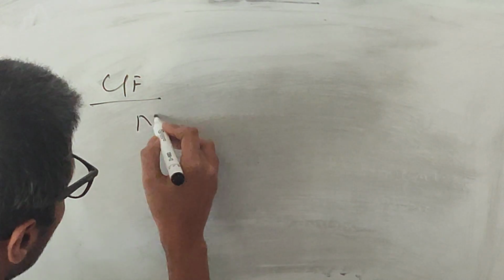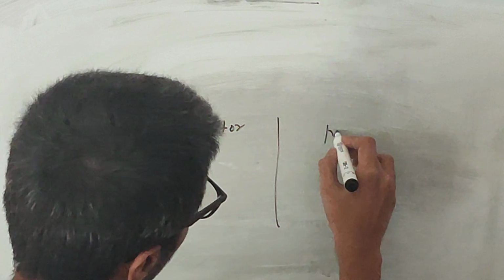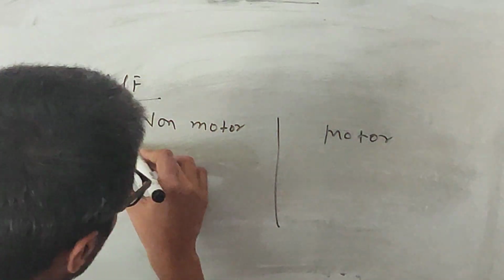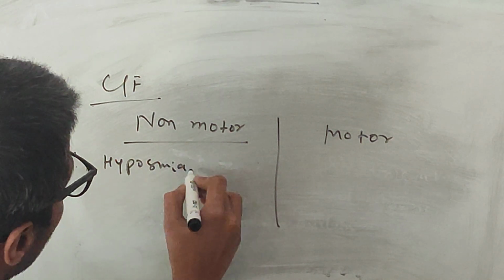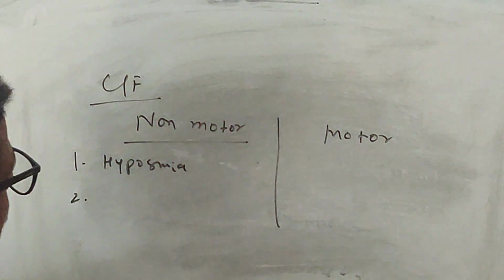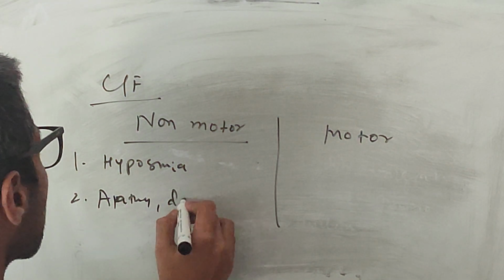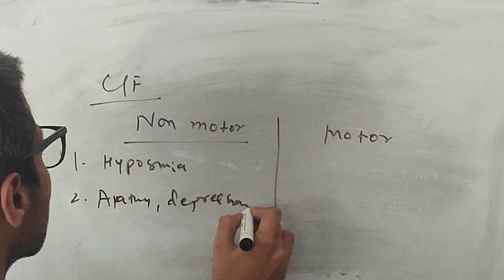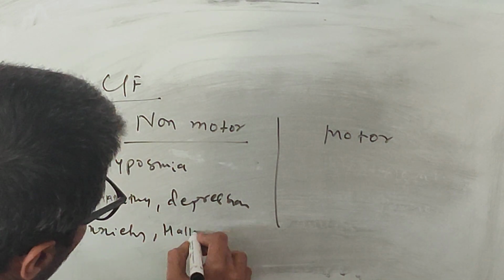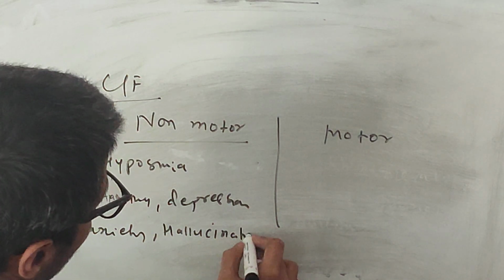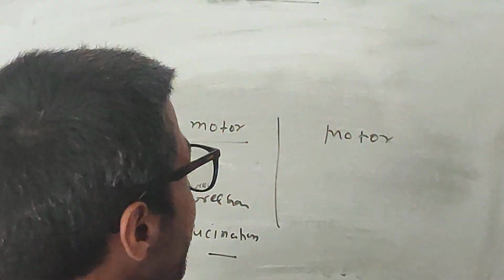So what are the clinical features that the patient has? It is divided into non-motor symptoms and motor symptoms. What are non-motor symptoms? One is hyposmia. Second is apathy, depression, anxiety, hallucinations. These non-motor symptoms can precede motor symptoms by a few years.